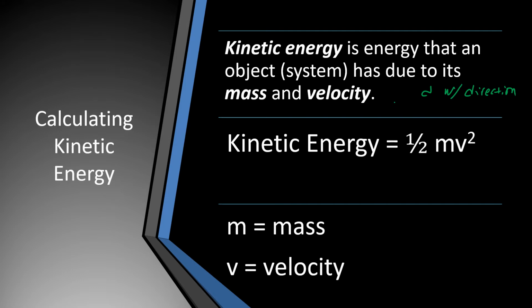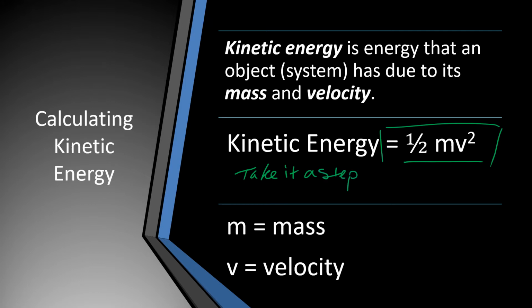So kinetic energy is going to have a different formula than potential energy. In this case, we have mass and velocity. So our formula for kinetic energy is 1/2 mv squared. Now, with this formula, make sure to take it a step at a time. Don't skip steps. Okay? So let's take a look at how this formula will work.